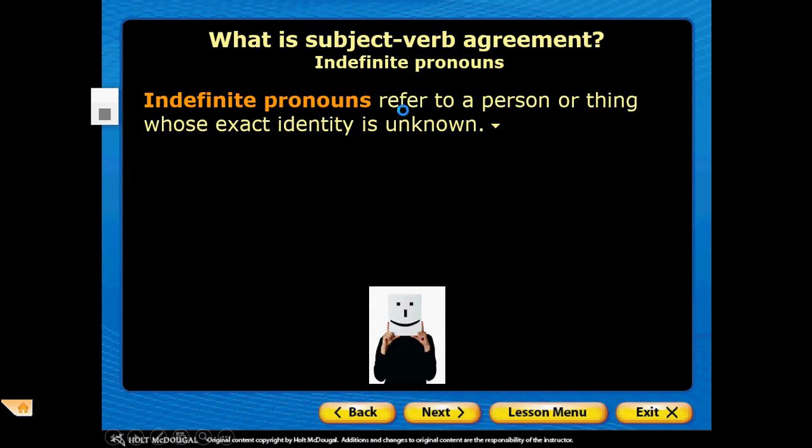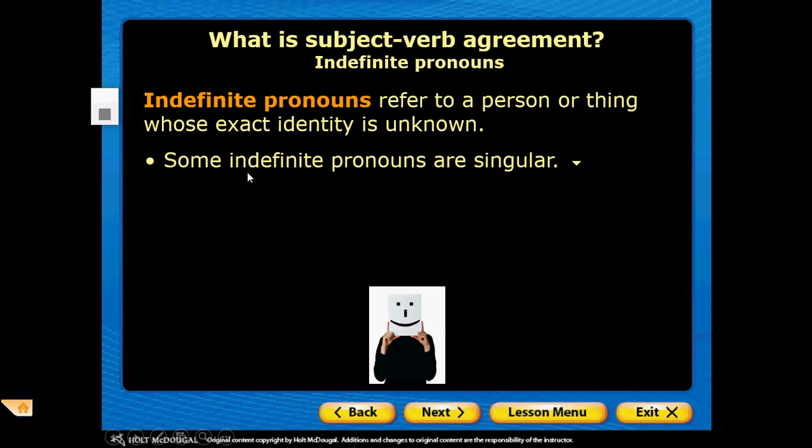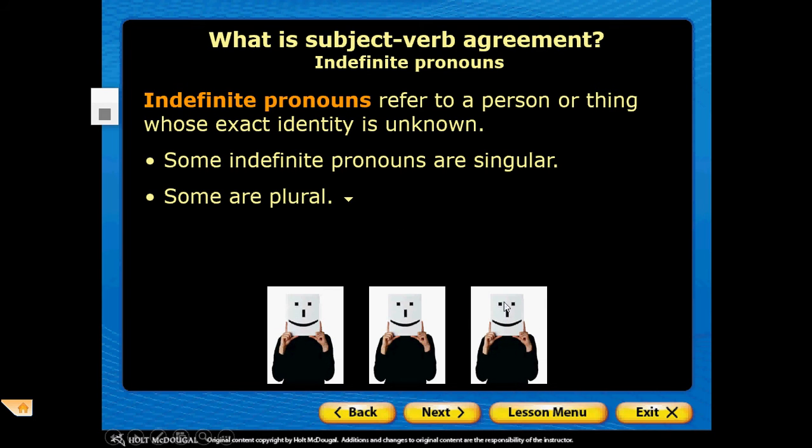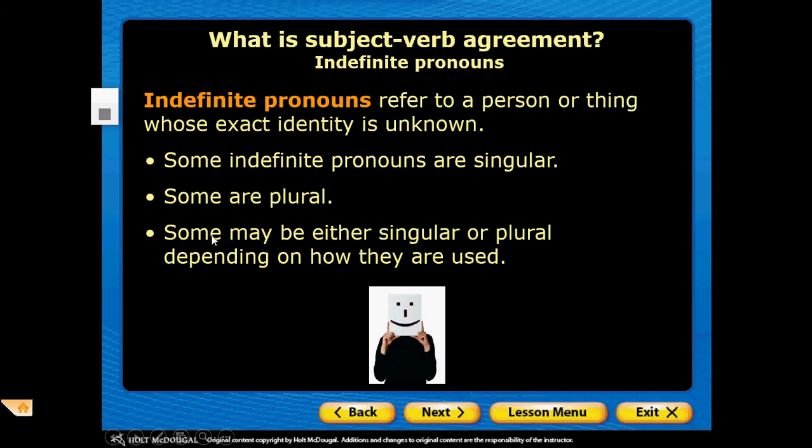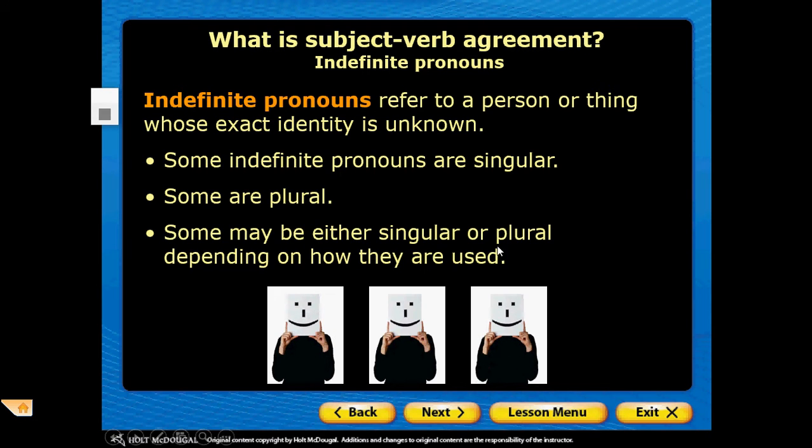Indefinite pronouns refer to a person or a thing whose exact identity is unknown. For example, look at this picture. I know that some action is done, but I don't know who did it. So I might say, someone spilled my coffee. I don't know who exactly this person is. Some indefinite pronouns are singular. Some are plural, more than one. And some of them may be either singular or plural, depending on how they are used.